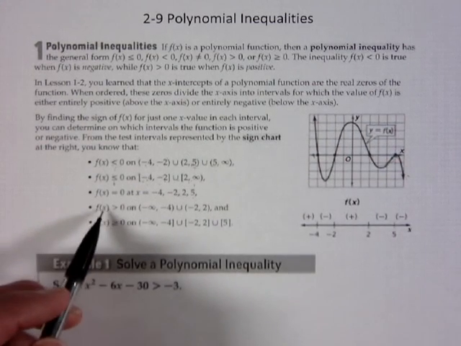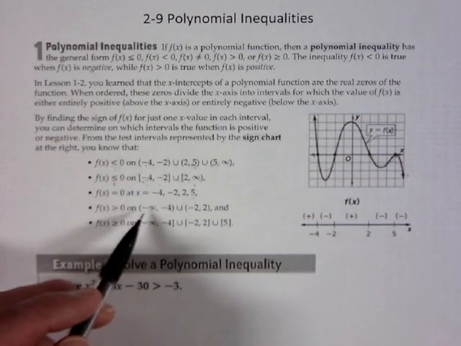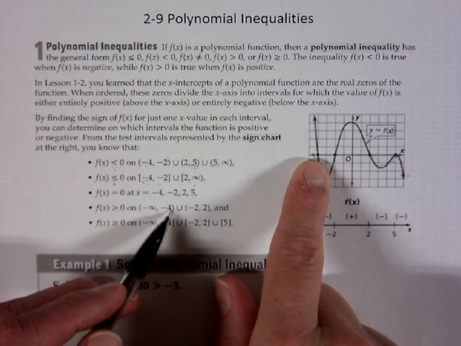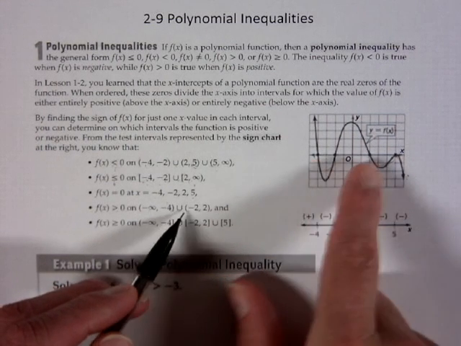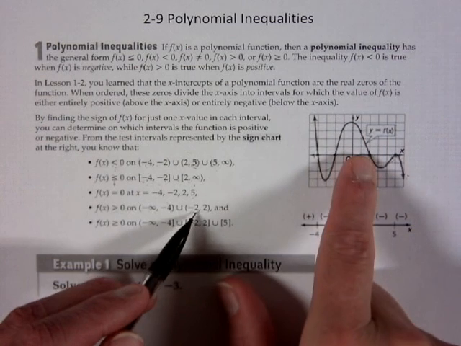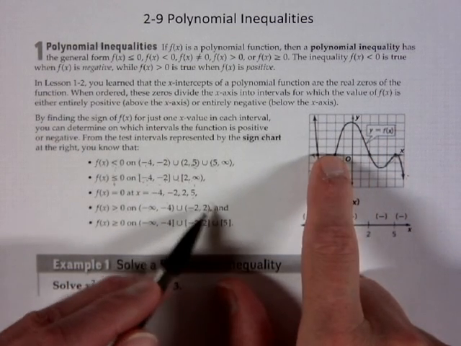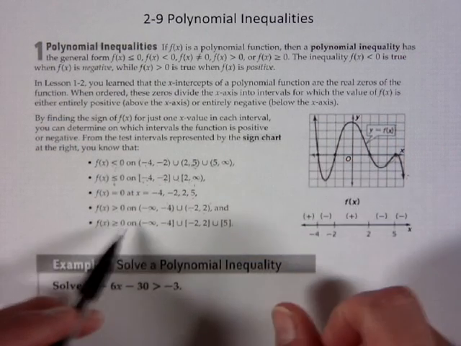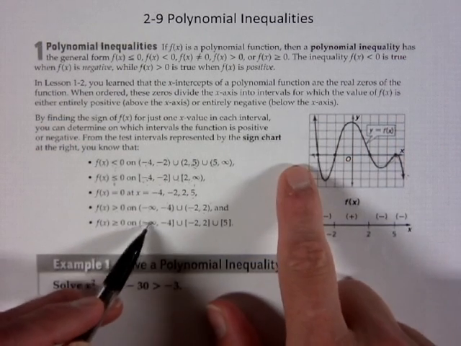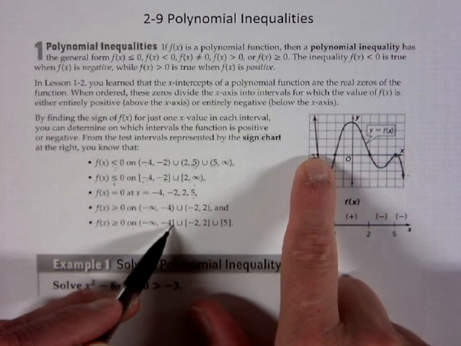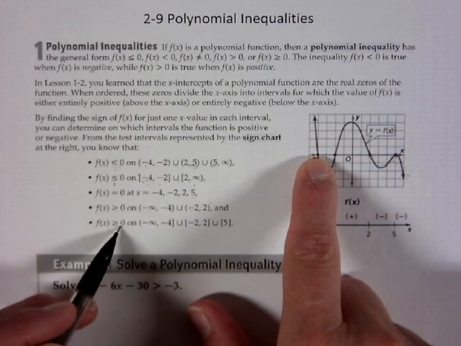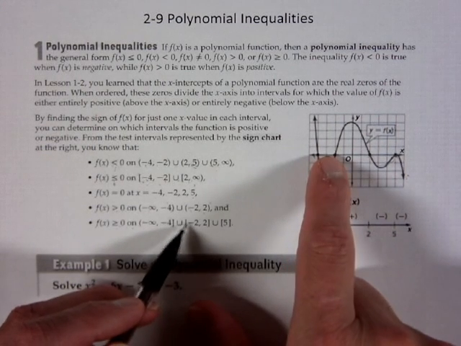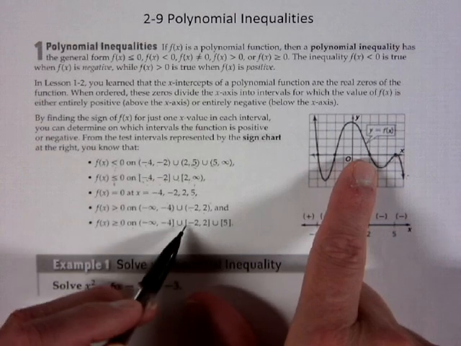Now, on the other hand, let's go greater than 0. Well, it's greater than 0 from -infinity to -4, not including -4, because that's where it's 0, unioned with from -2 to 2, again excluding those values. We've got the parentheses, because that's where it's 0. And it's greater than or equal to 0 from -infinity to -4, but including -4 this time, because equal to 0 is okay. And then from -2 to 2, including those 2 values.